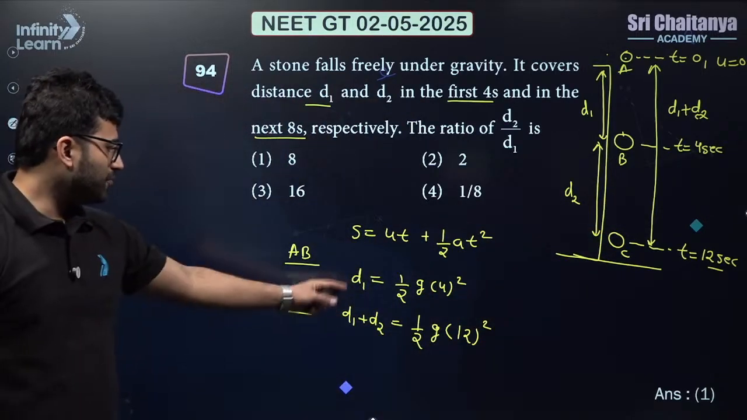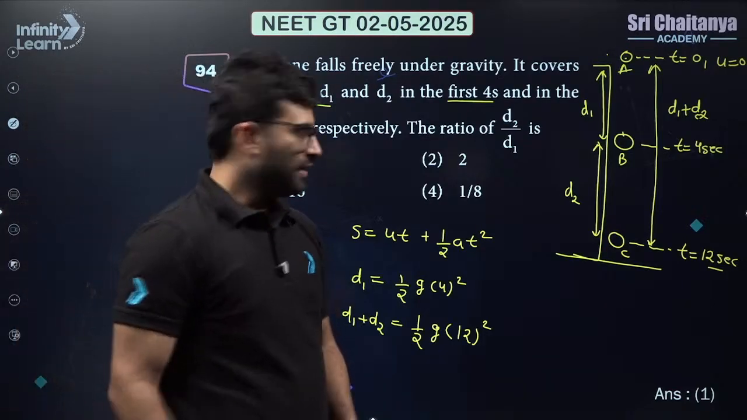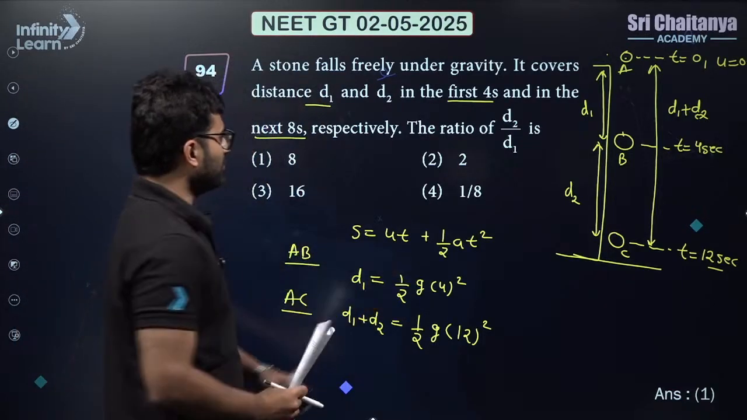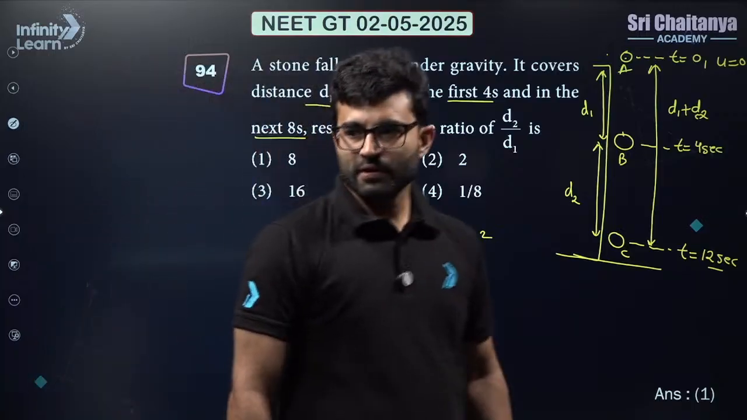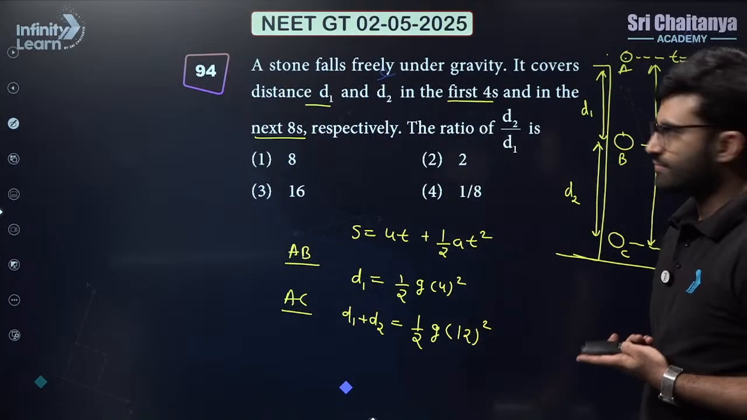Now from here, you have to calculate d1 and d2. Basically, you can subtract both of them and you will get the value of d2. d1 you can already calculate from here. You have to put g as 10. So the calculations again, I am leaving up to you. These are the two equations.